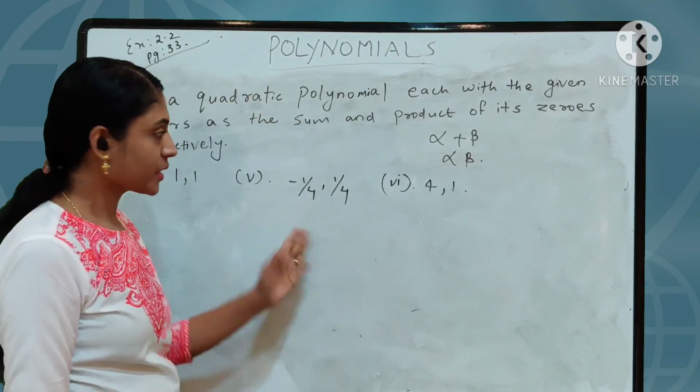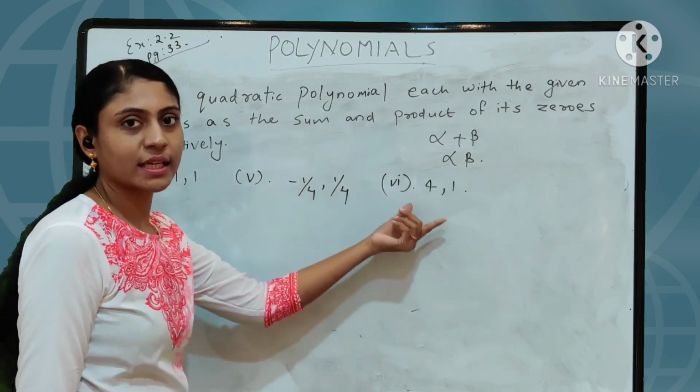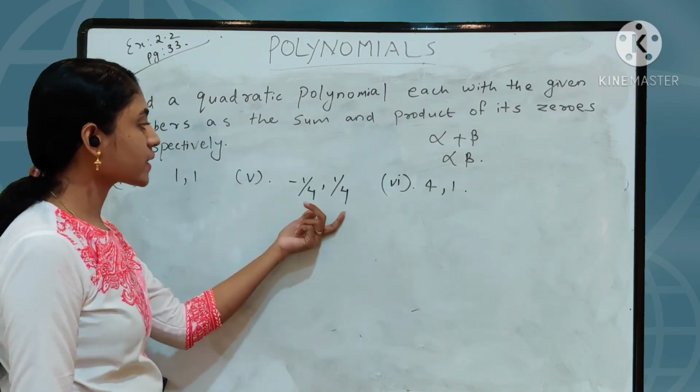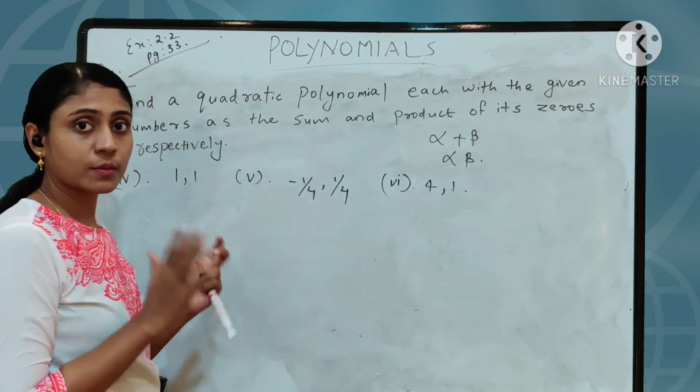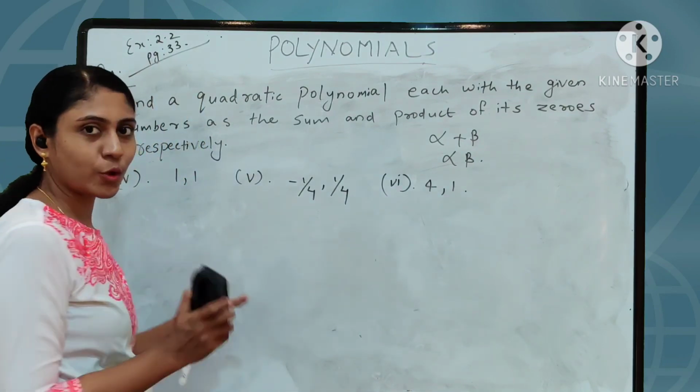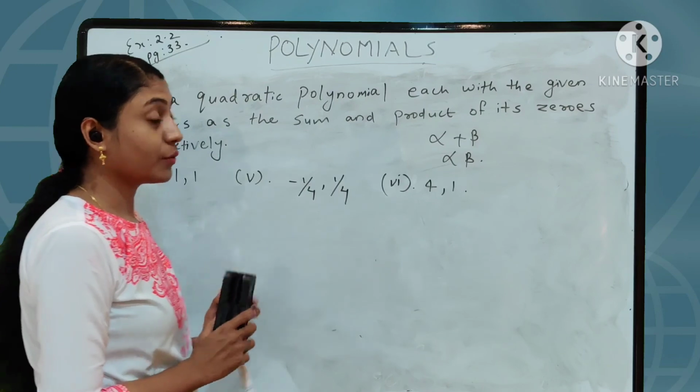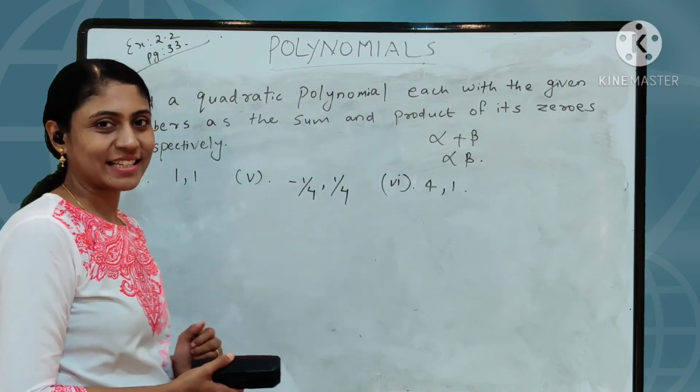Based on the same procedure, you do these 3 questions, that is 1 and 1, minus 1 by 4 and 1 by 4, and 4 and 1. So there are a total of 6 questions I have given to you as homework. Do it by yourself. We will discuss the solutions in the next class.